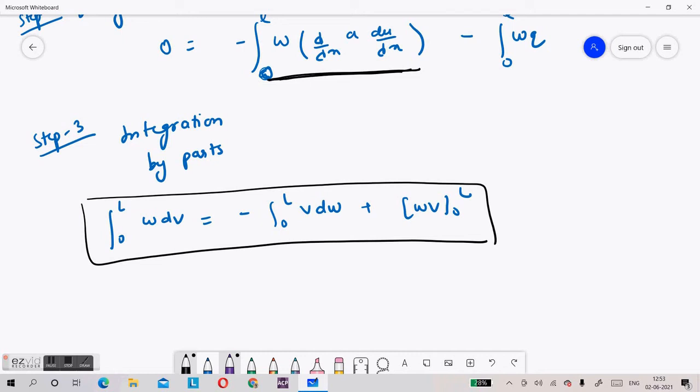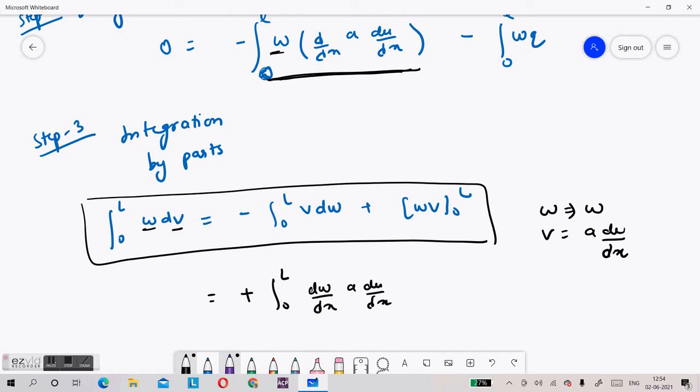What we see here is w, and in terms of v, it is a du by dx. This is our v here. So we just put this in the formula. Here there is a minus sign, so minus minus, the first term will become plus, the integral from 0 to L of v dw, where v is our a du over dx. We are just differentiating, and dx is the differentiation.